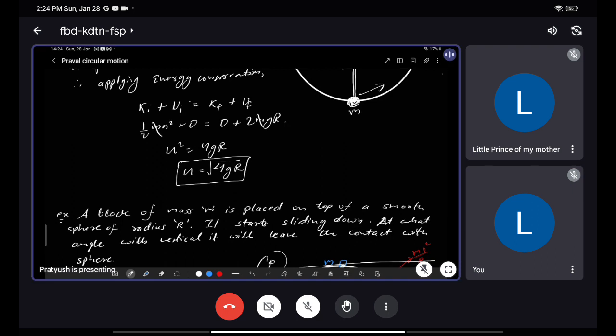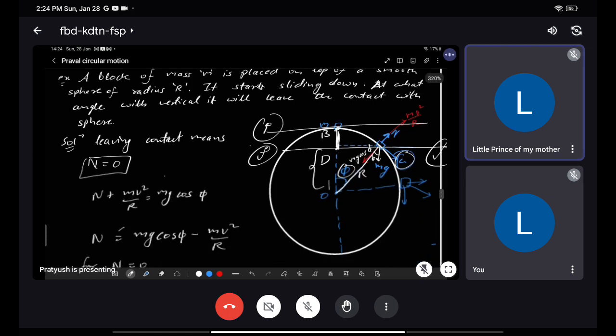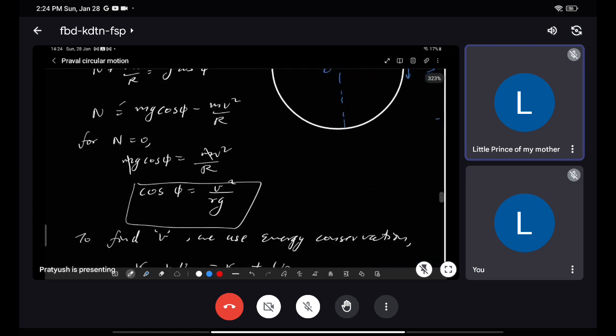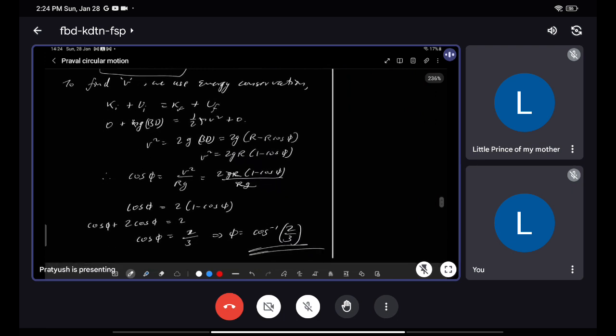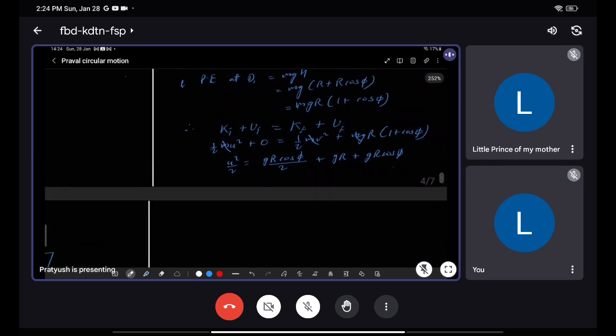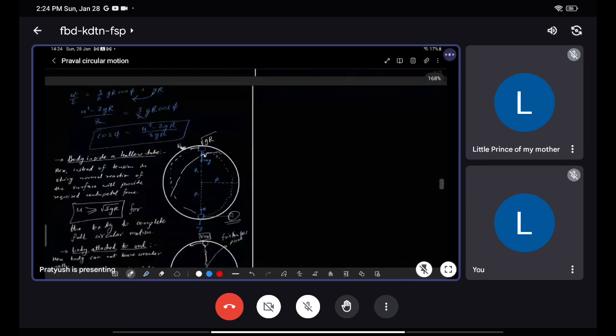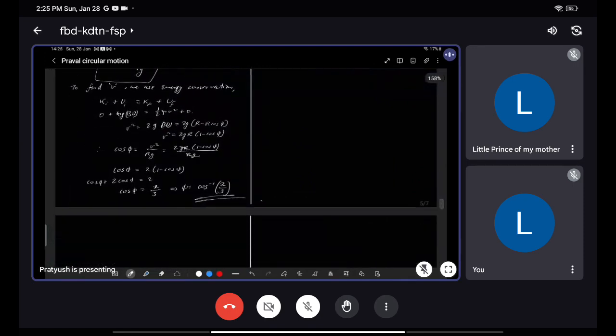Yes, Hemant, any answer? Sir, cos theta equals 2 by 3. Answer is cos inverse 2 by 3. Very good. Cos inverse 2 by 3 is our answer here. So with this question, our circular motion is completed now. Vertical circular motion we have completed.